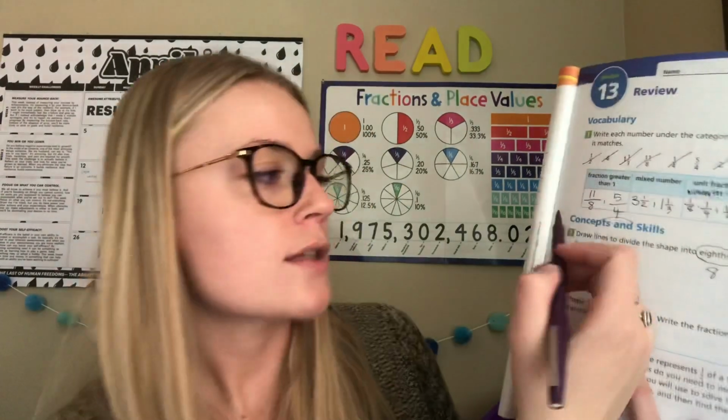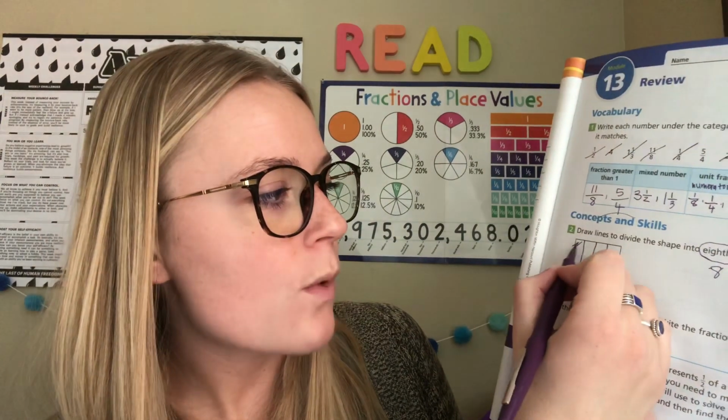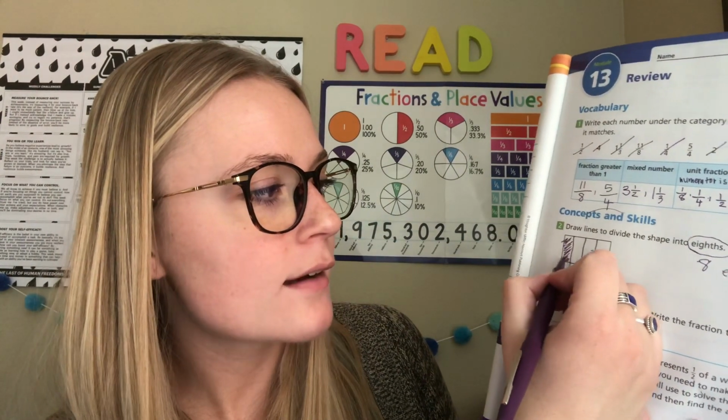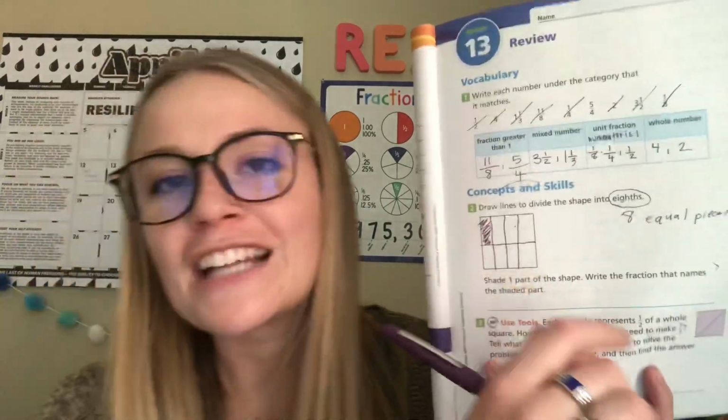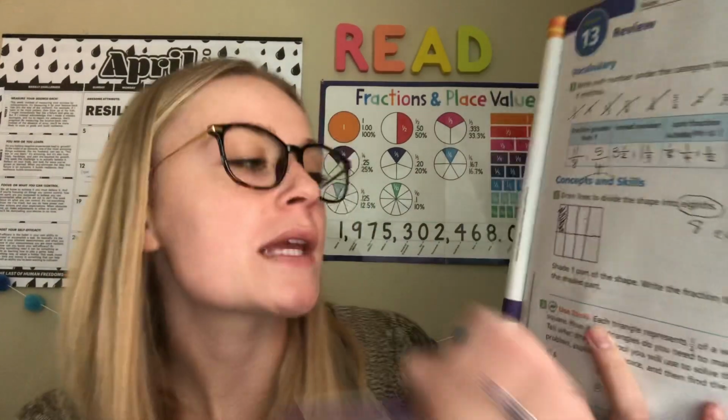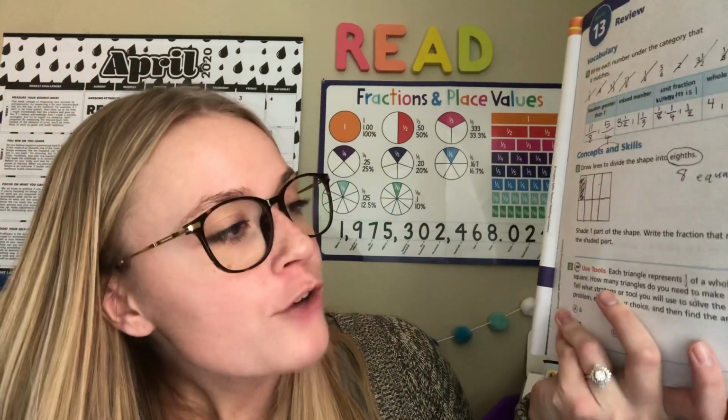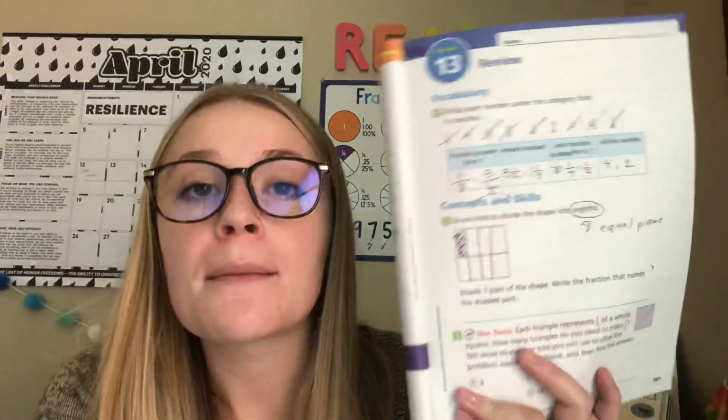The next direction says shade one part of the shape. So one part would be this one piece right here. I could have done this one or that one or that one, as long as it was just one of those pieces. Write the fraction that names the shaded part.